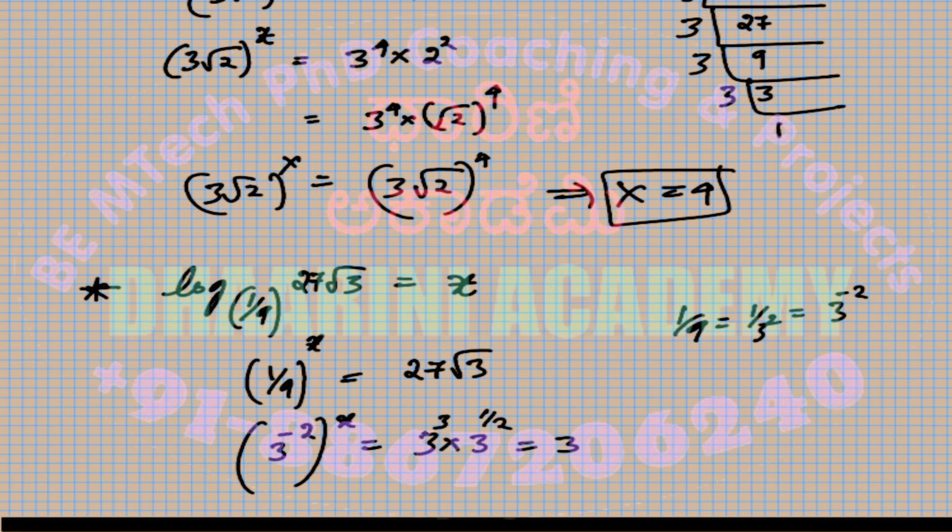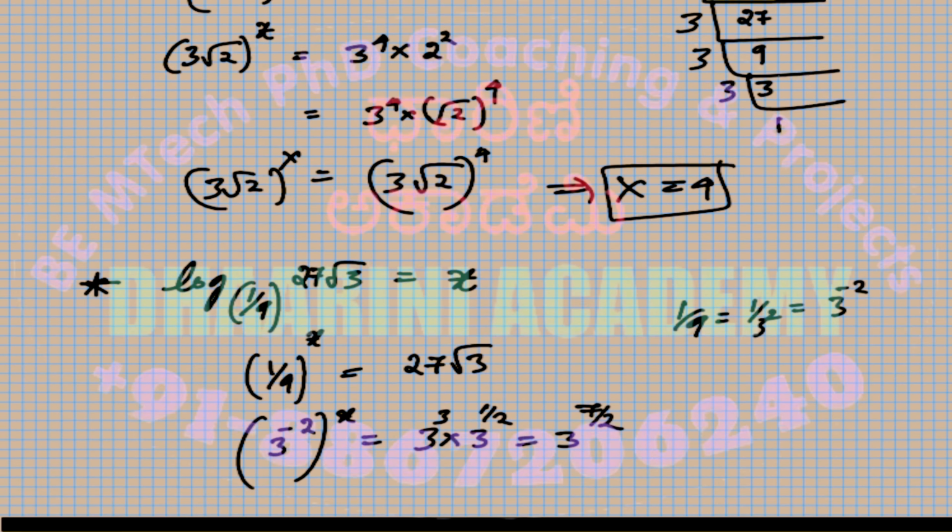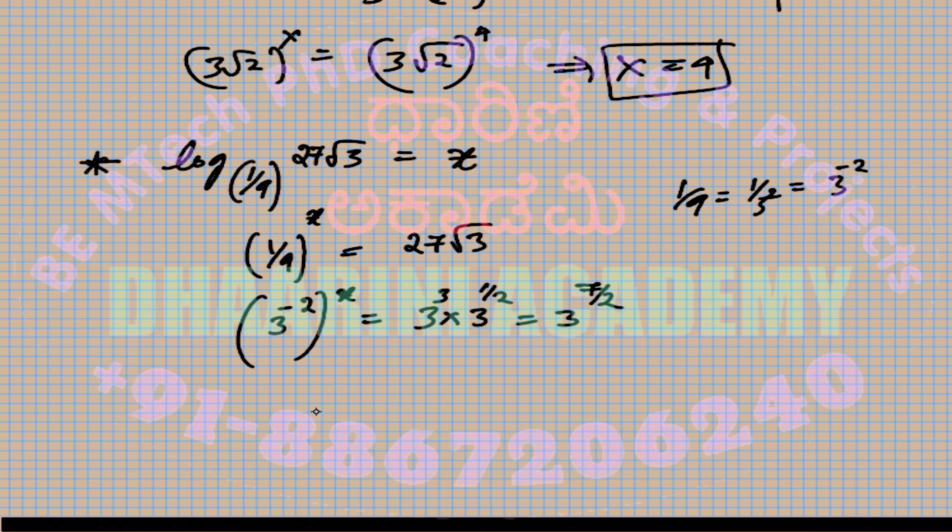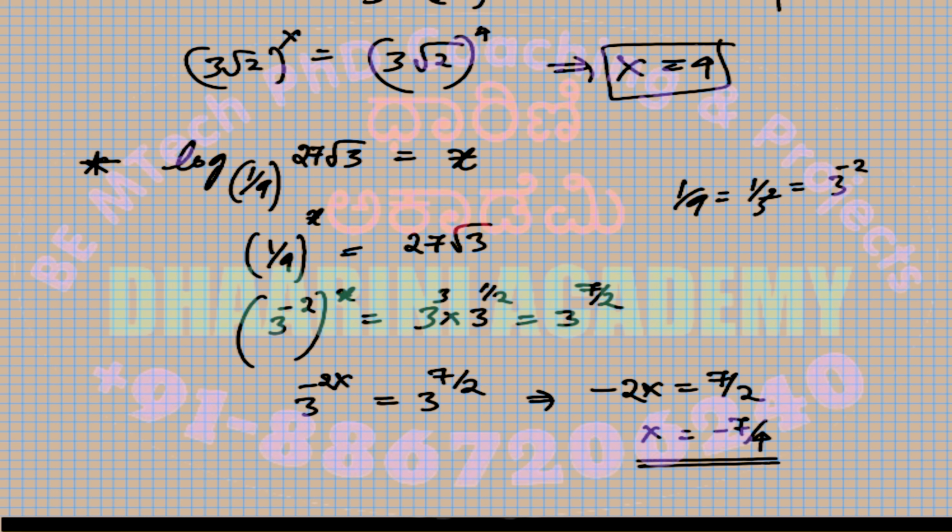So this is 3 to the power 3 plus half. 3 plus half is 7 by 2. Right? Okay, now I think we get an answer. So this means 3 to the power minus 2x is equal to 3 to the power 7 by 2, which implies minus 2x is equal to 7 by 2. So x is equal to minus 7 by 4. x equal to minus 7 by 4 is the answer. Yes, we have this. Okay, next question.